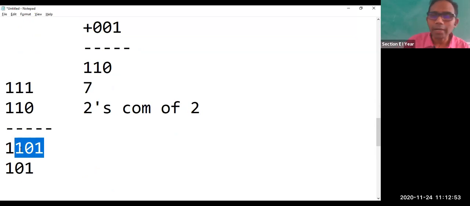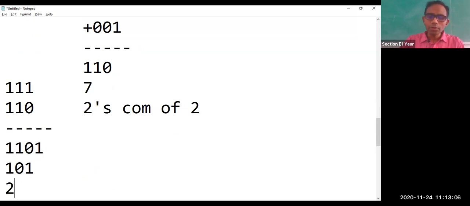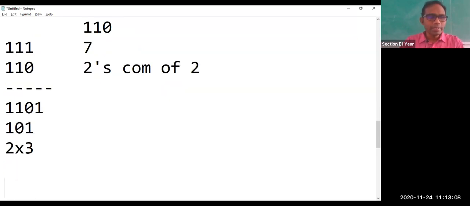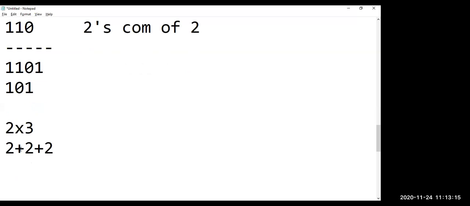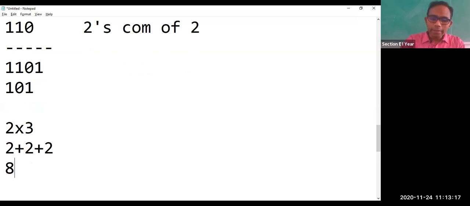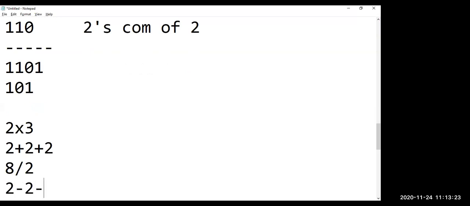So this is subtraction. Multiplication means adding that number that many times. For example, 2 into 3 means adding 2 three times: 2 plus 2 plus 2. Is that right? Yes, sir. Now I want to write 8 division 2. What do you mean by 8 division 2? 8 minus 2, minus 2, minus 2.